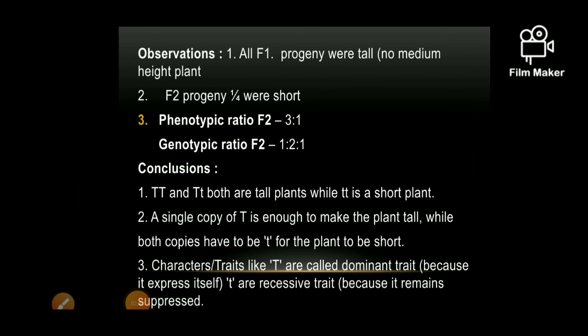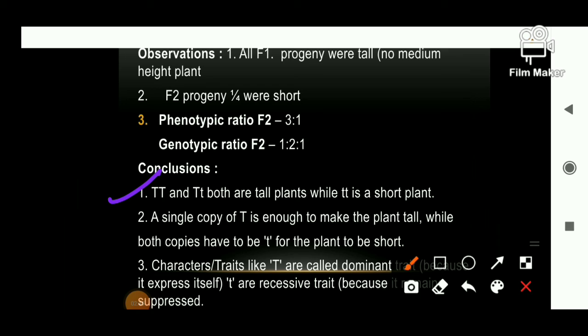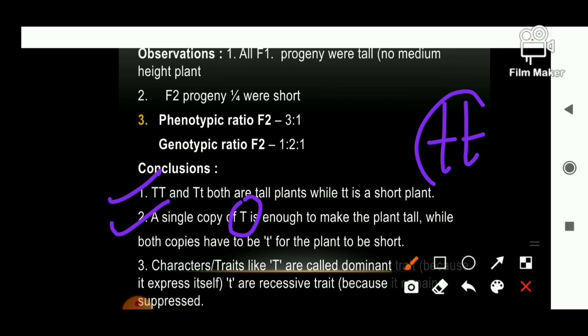Conclusions. Now see the conclusions. The first is capital T small t, both are tall. I told you capital T is the dominating character, it means height is the dominating character, है ना. If a single copy of capital T is present, then the plant will be tall. And for being short or dwarf, both alleles should be in the homozygous form.